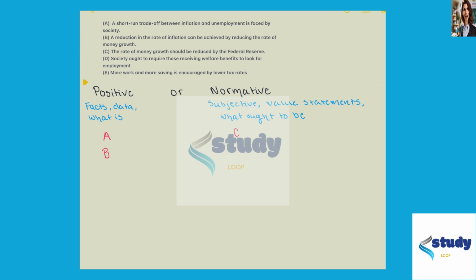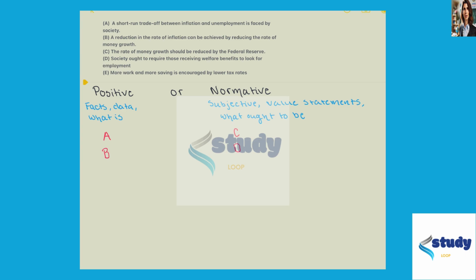Statement D here says that society ought to require those receiving welfare benefits to look for employment. Well, that one seems pretty straightforward because it has that ought to. Society ought to do something. Remember, normative statements are statements that tell us what ought to be, what ought to exist. So we can go ahead and classify statement D also as a normative statement.